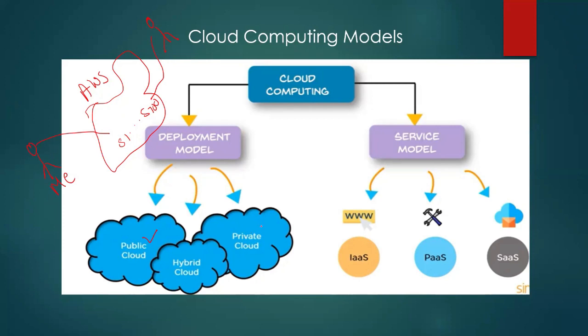Then you have something called private cloud. Now what is private cloud? It is a cloud whose accessibility is restricted. Let's say we have a cloud and it contains several servers, but this cloud is accessible only to selected persons or persons who belong to a certain organization.